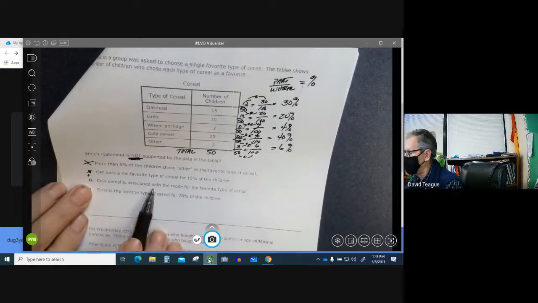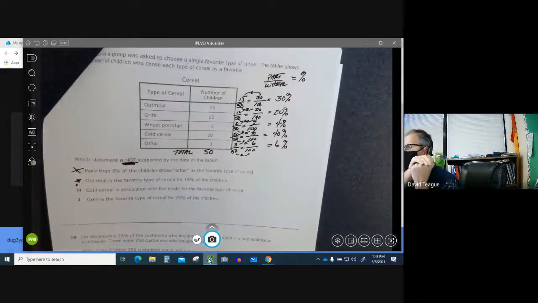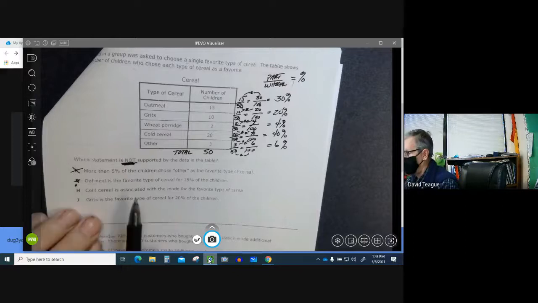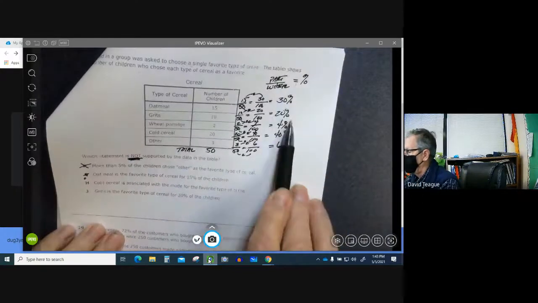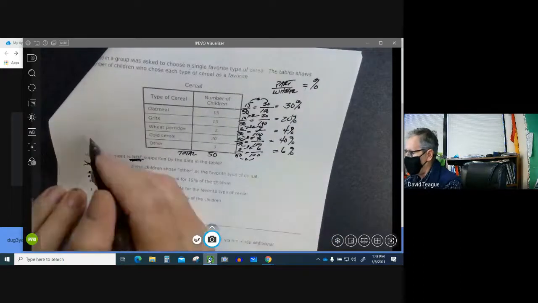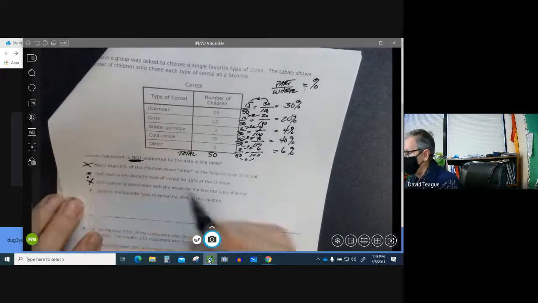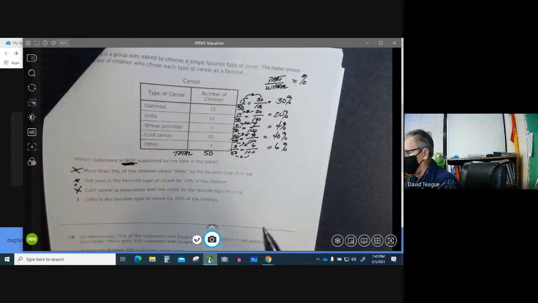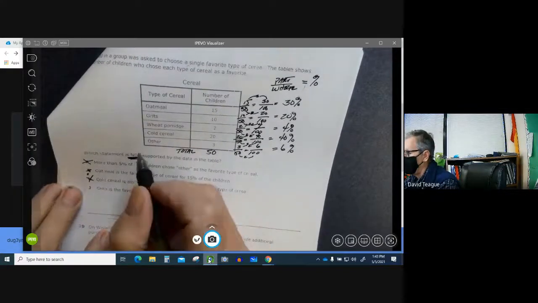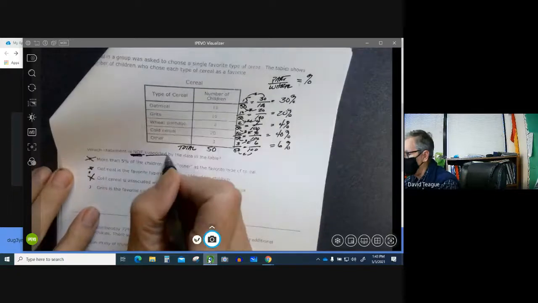Cold cereal is associated with the mode for the favorite type of cereal. Do you remember what mode is? Mode is the most frequent number you see in your data set. So let's go look at cold cereal. Cold cereal, now my percentage is actually 40%. So that is a true statement, right? That is supported, yes. Sure. But that's not what I want. I want to find the statement that's not supported.